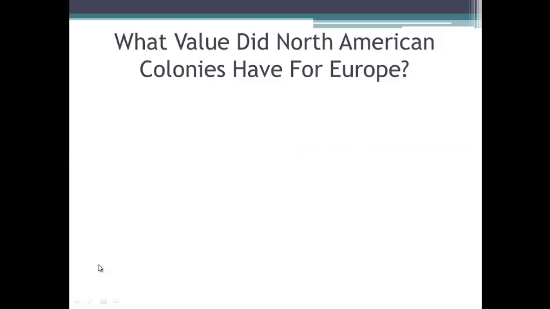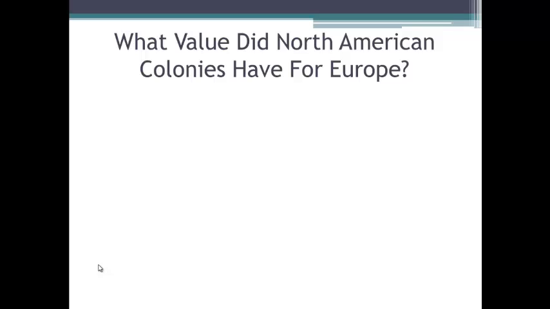So let's get started. The first question we want to think about in this unit is the one you see on your screen, and it asks, what value did North American colonies have for Europe? This is something hopefully you'll start to remember from your Global 2 days, the idea of triangular trade and also things like natural resources that industrialized nations needed from these colonies. So let's think, what were some things that North America actually could provide for Europe?